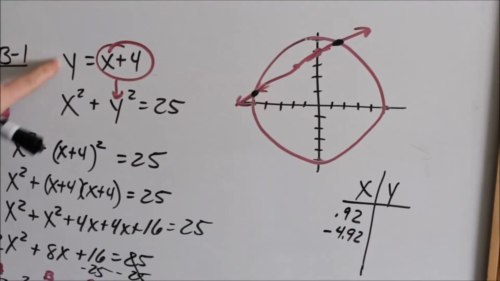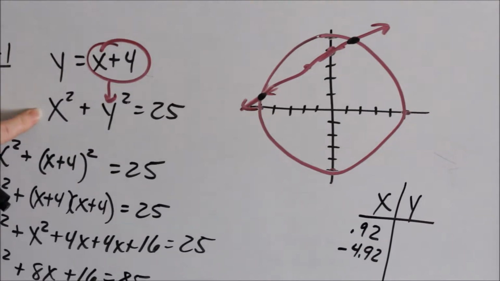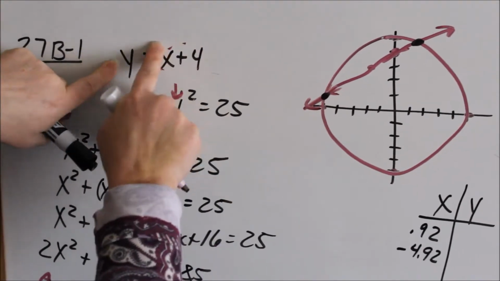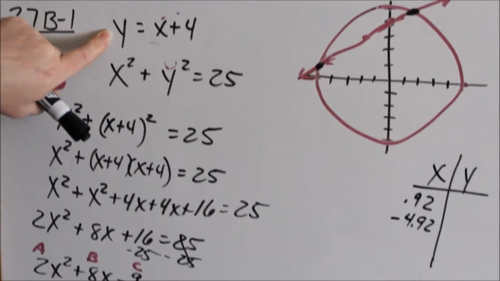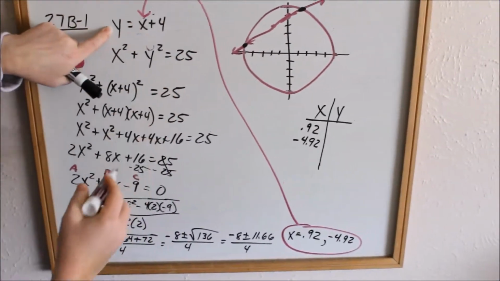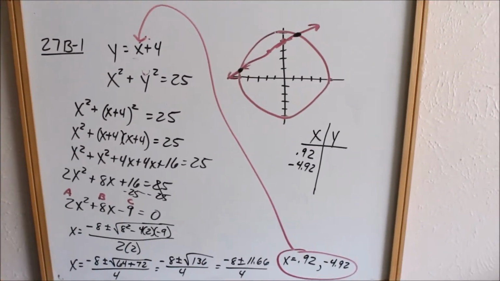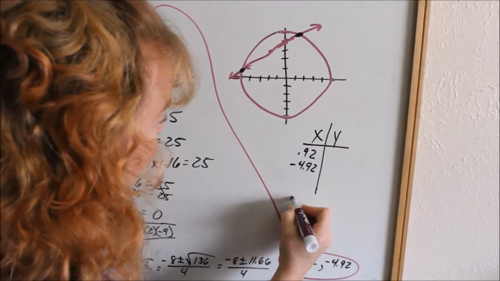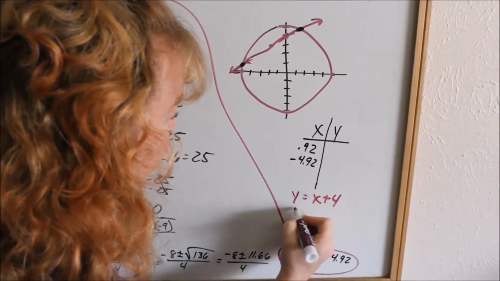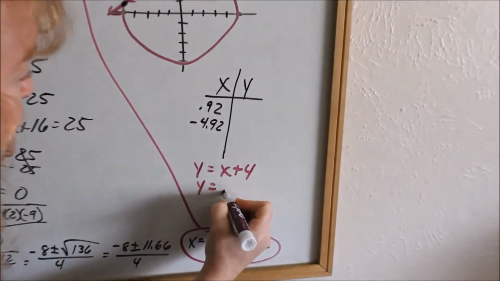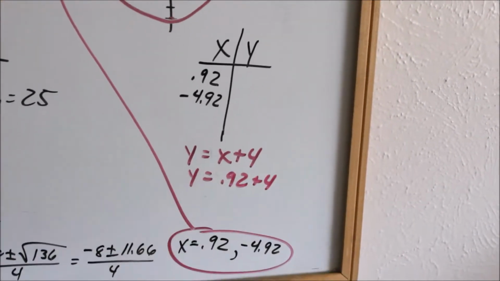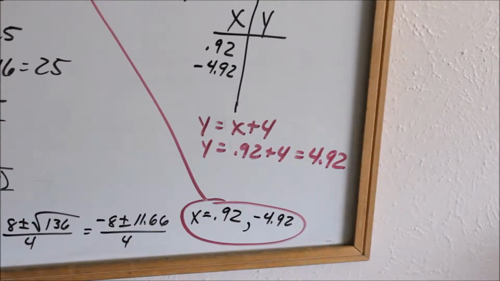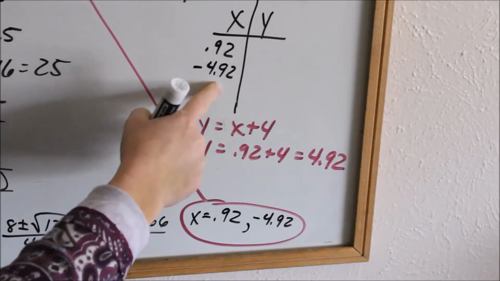Well, which equation do you think is easier to plug back into? The line or the circle? Well, I believe it would be easier to plug it back into the line. So now what I'm going to do is take my x values and plug them back in for right there to figure out my y value. So, y equals, put in my 0.92 for x plus 4, and one of my y values would be 4.92. So, make sure you put this in your little table correctly.